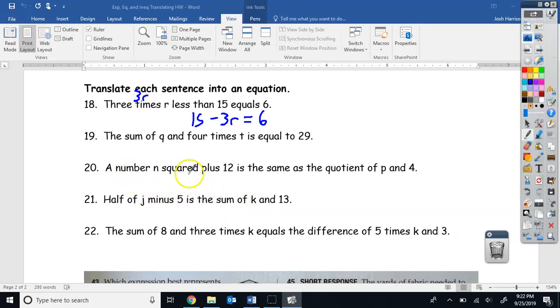Then you have this one, number 20. A number n squared plus 12 is the same as, which that just means equals, right? The quotient of p and 4. So let's start on this side. A number n, so n squared plus 12 is the same as, there's my equals, the quotient of, which means division, p and 4, or p divided by 4.